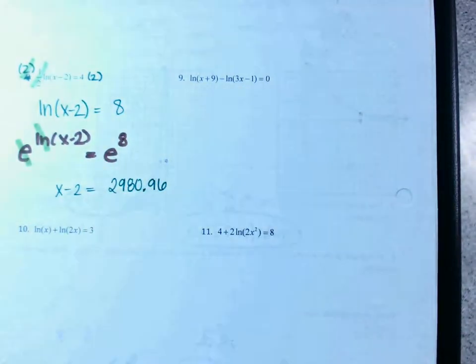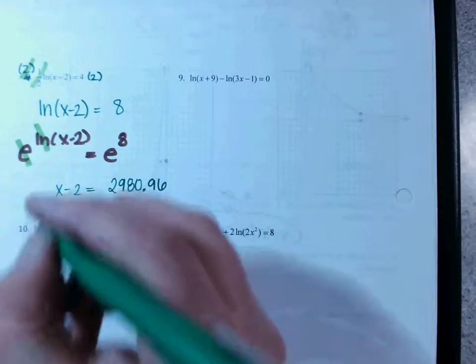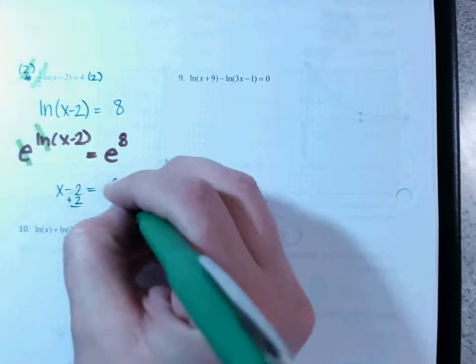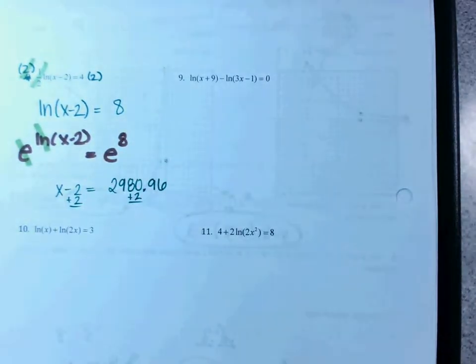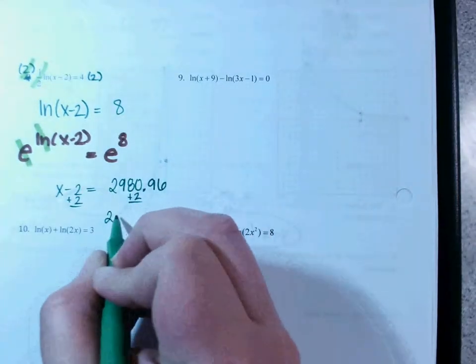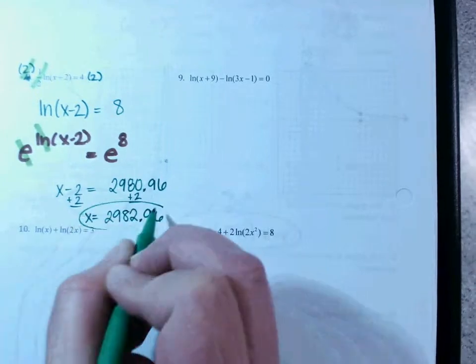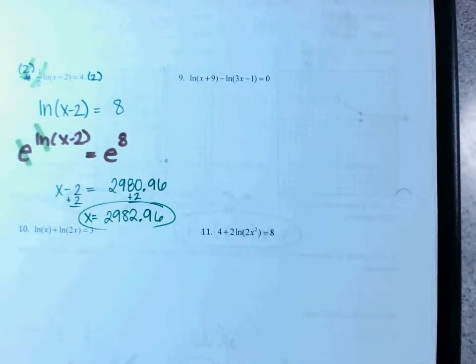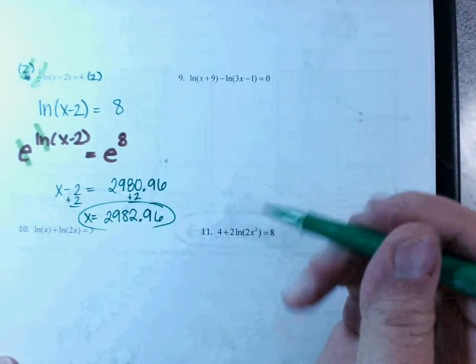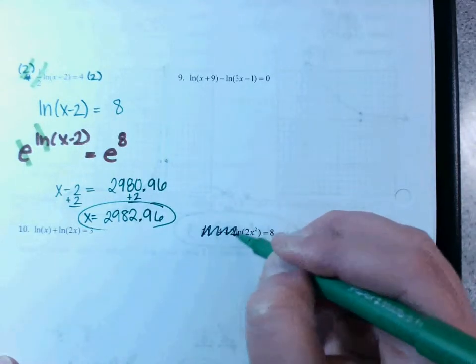2980.96. Okay, what would I do from there with the minus 2? Plus 2. Add it to the ones place. So instead of 2980, now it's 2982. Okay? Cross out number 11. It's the same as number 7.